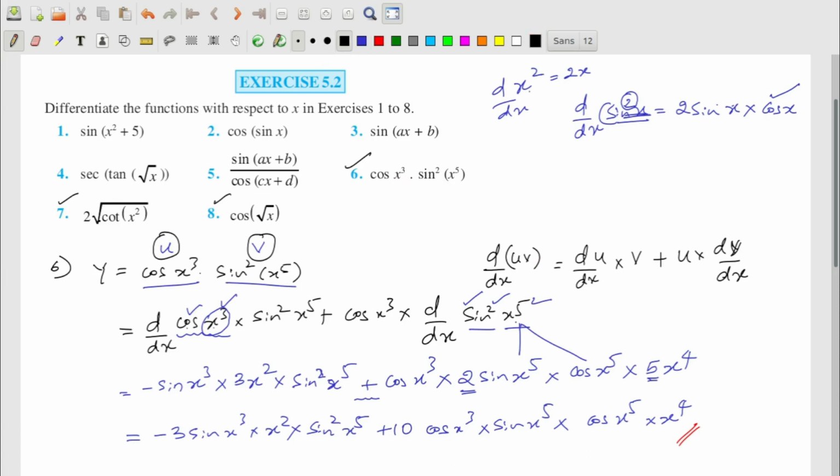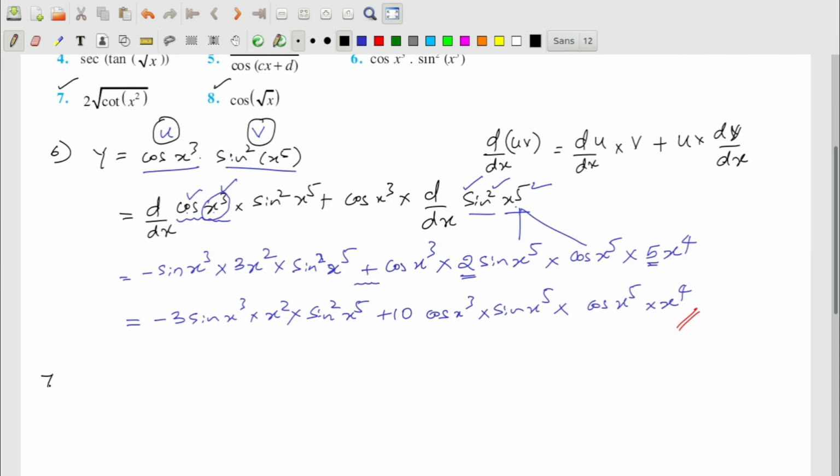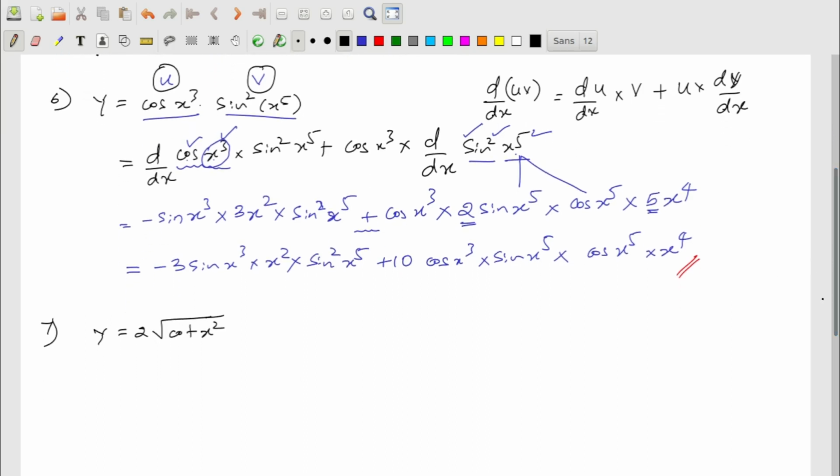Okay, let me take the next one. Question number 7 here. So here let's take y is equal to 2 times root of cot of x square. Okay, 2 times root of cot of x square. Now differentiate with respect to x.